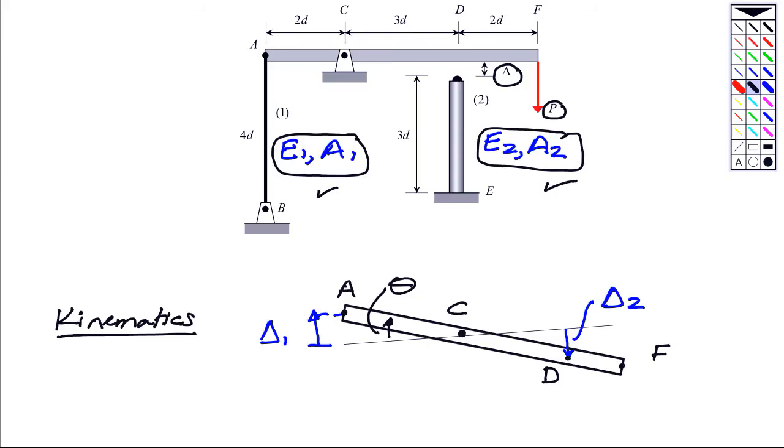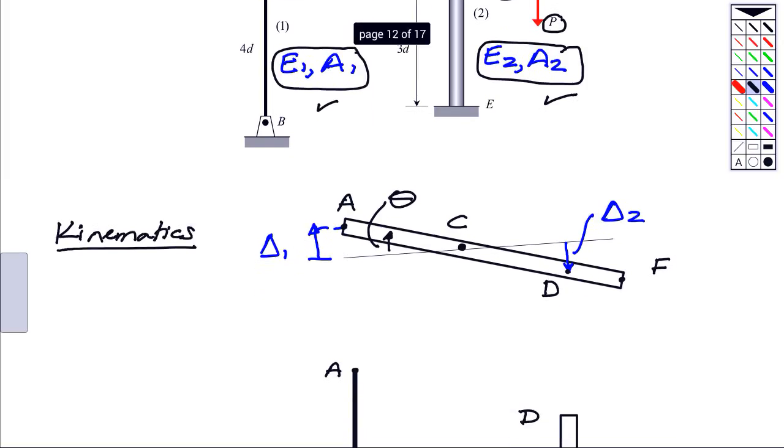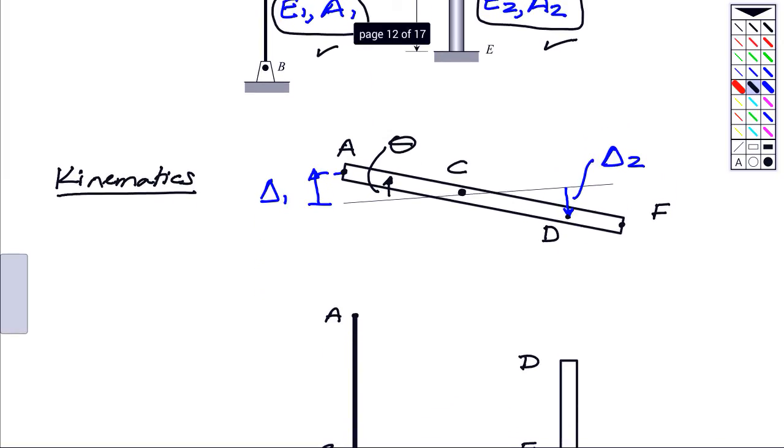First thing we're going to do is look at kinematics. We're going to look at the rotation of bar AF, shown by a rotation angle there of theta. I'm going to denote the distance that A has moved up as delta 1. That's the amount of stretch in segment 1. And delta 2 represents the motion down for D, which is the compression of element 2. So the problem says that we can assume we have small rotations.